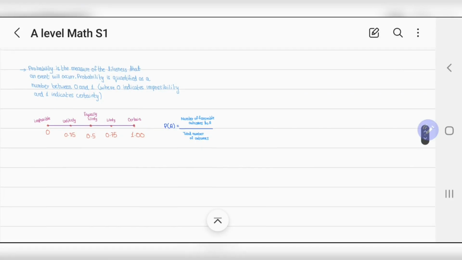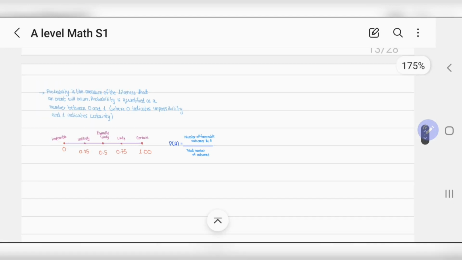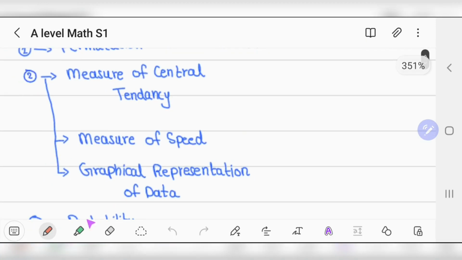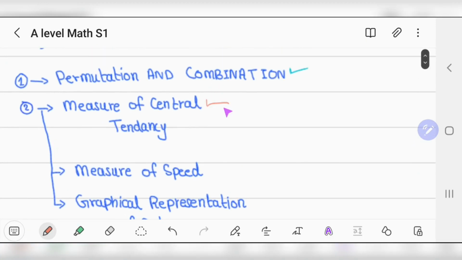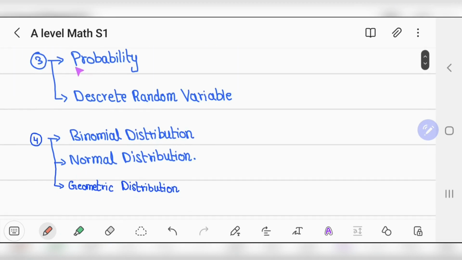And welcome back. This is A level math S19709, and today our topic is chapter 3, probability and discrete random variable. In the previous videos we have done chapter 2. We are done with chapter 2, and now we are going to move on to chapter 3, which is probability and discrete random variable.